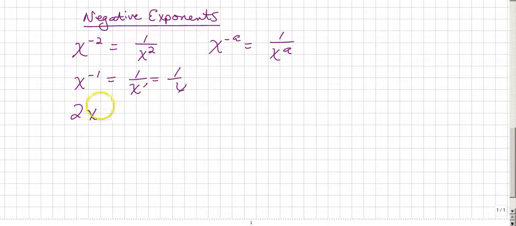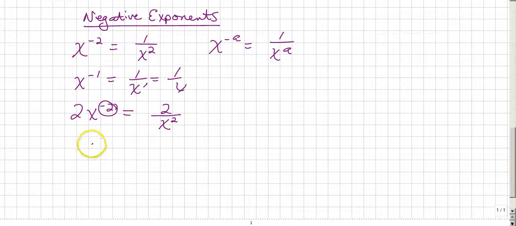Basic examples. 2x to the negative 2. Now notice the negative 2 exponent does not apply to the number 2. It's only on the x. This is where some people get confused. They'll try to flip the 2. So the 2 stays on top. The x to the negative 2 flips to the bottom. Once it flips, the negative exponent goes away.